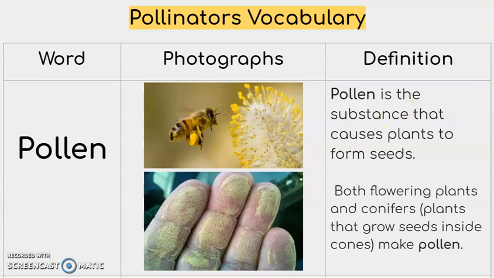So pollen is the substance that causes plants to form seeds. Both flowering plants and conifers, plants that grow seeds inside, make pollen. So plants that have pollen need those to make seeds so the plants can continue to develop.